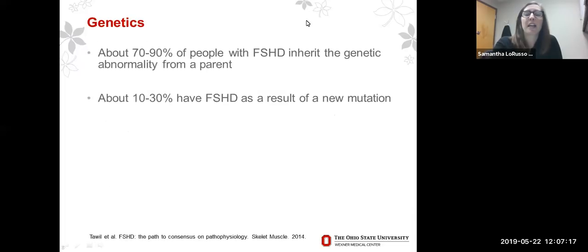And more about the genetics. About 70 to 90% of people will inherit the genetic abnormality from a parent, but actually about 10 to 30% of patients will have FSHD as a result of a totally new or sporadic mutation.